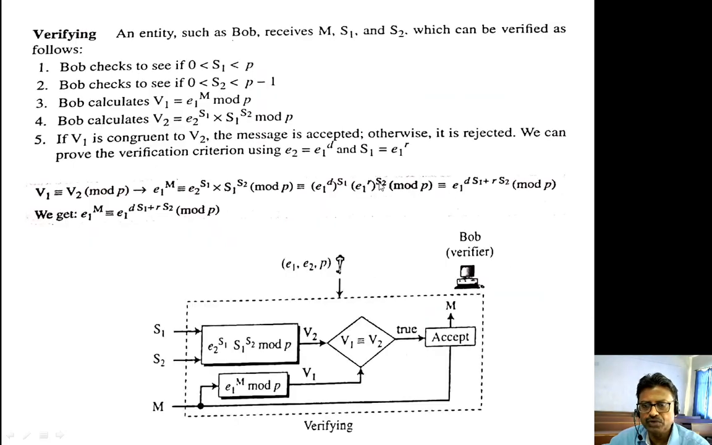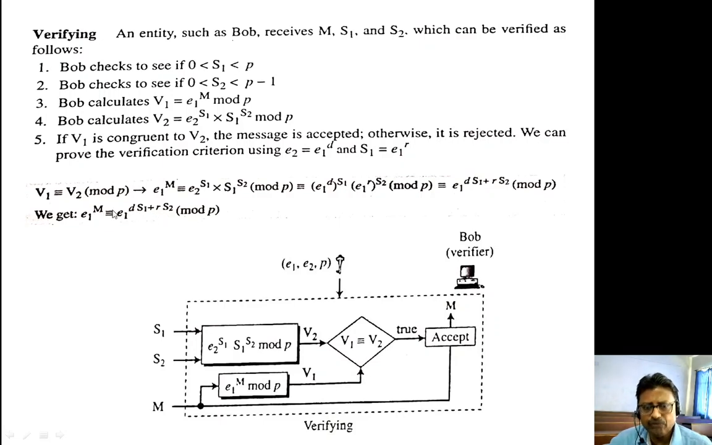E1 to the power R. So we replace it with E1 to the power R. This value will become E1 to the power DS1 plus RS2 mod P. Now, this is the value of V2. Means V1 is equal to E1 to the power M mod P, so we replace V1 by E1 to the power M. So E1 to the power M is congruent to E1 to the power DS1 plus RS2 mod P.